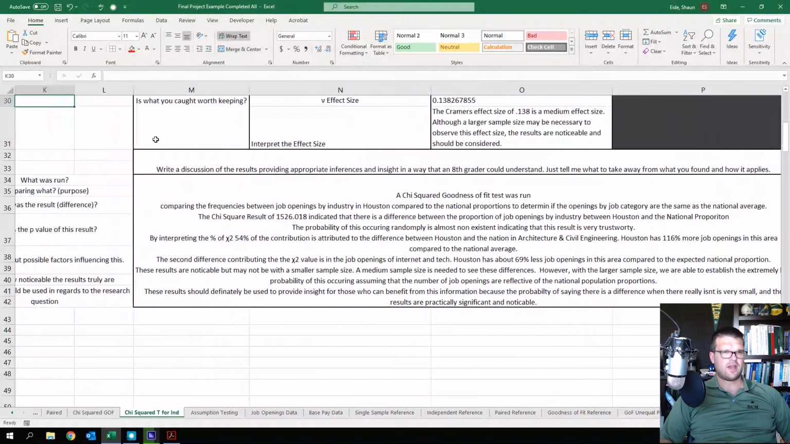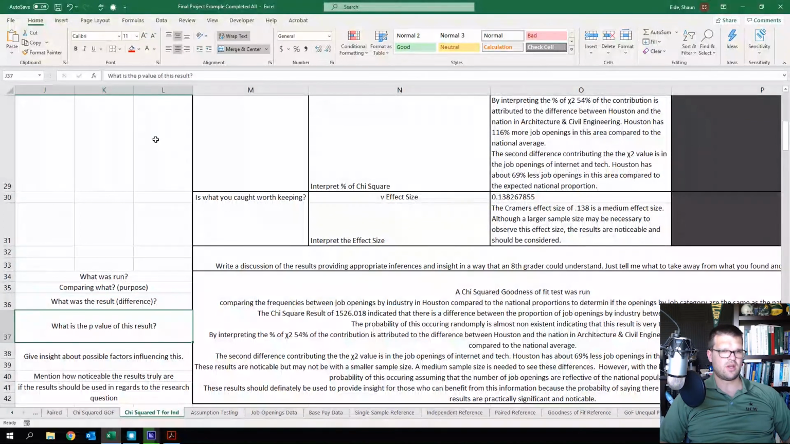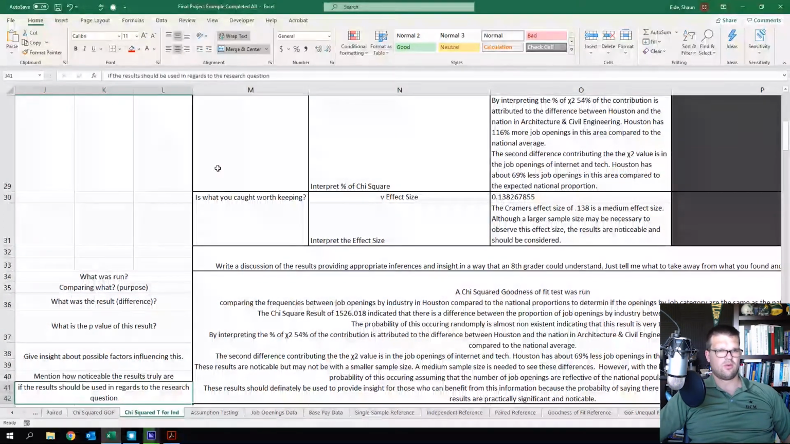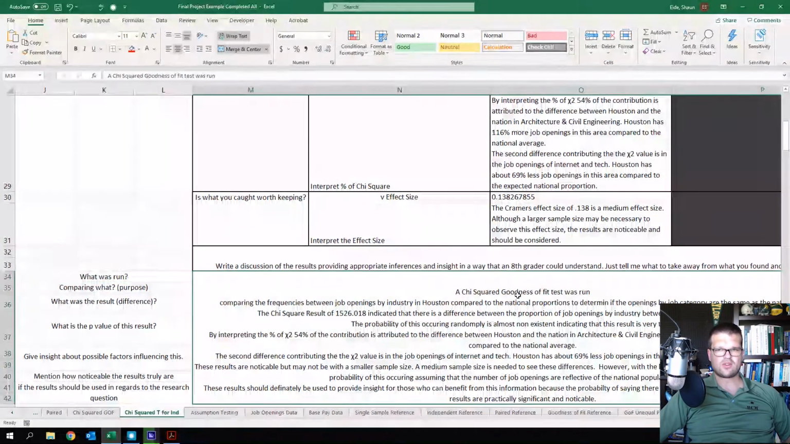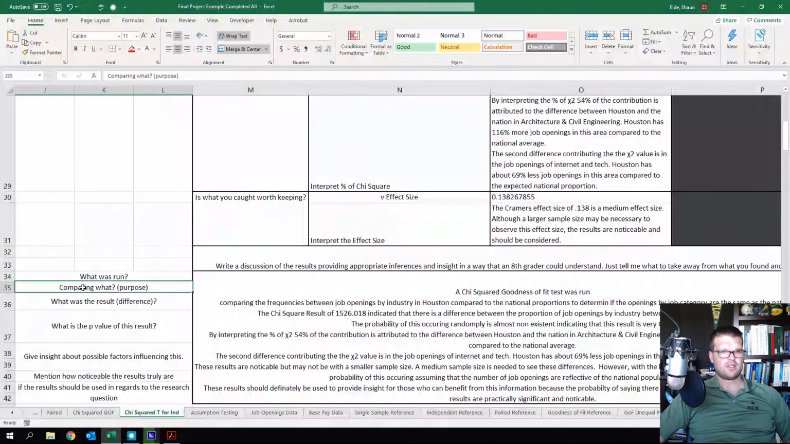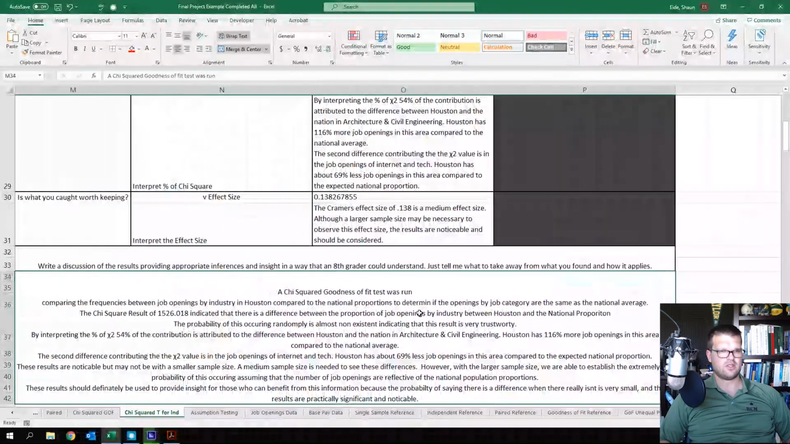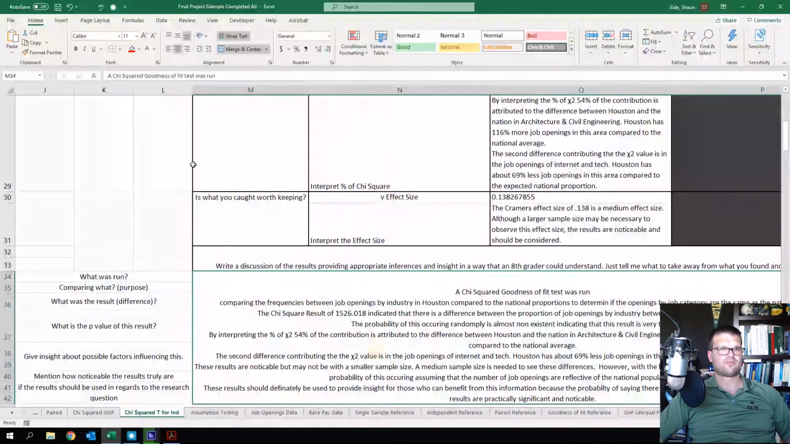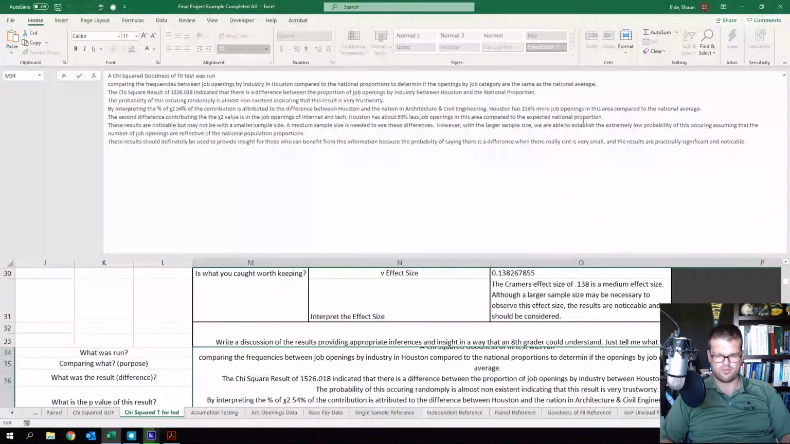Okay, and then this finally brings us to the discussion portion, which once again, all that you're doing is going down this list one after the other. So what I'd suggest you do is just come right in here and say, okay, what was run? A chi-squared goodness of fit test was run. Comparing what? Comparing the frequencies between job openings by industries in Houston compared to the national proportion to determine if openings by job category are the same as the national proportion. Okay, or the national average. It should say proportion.